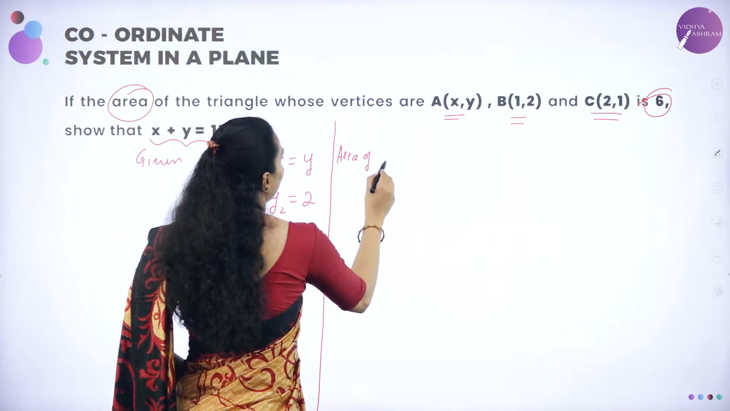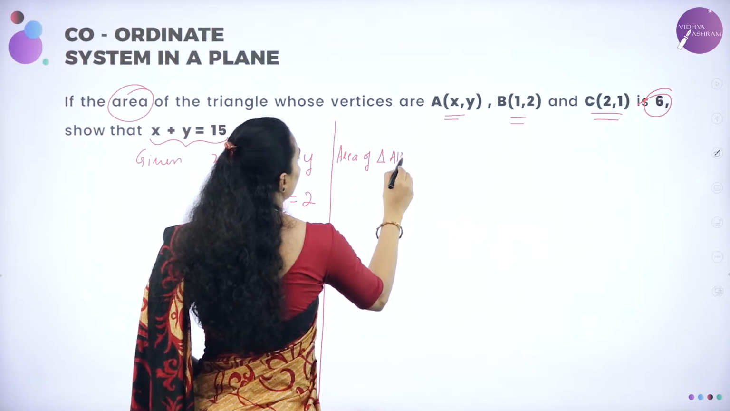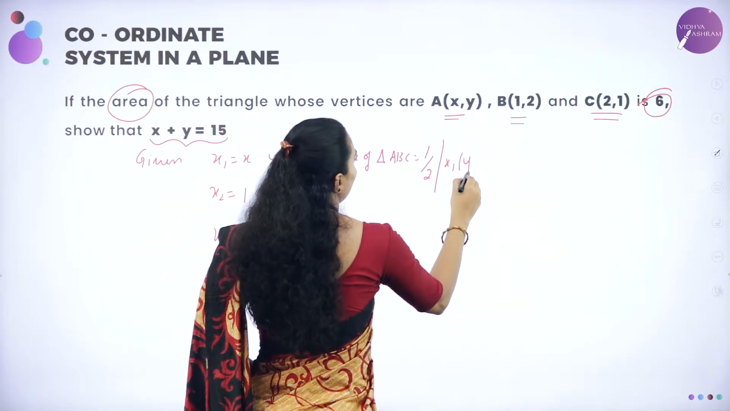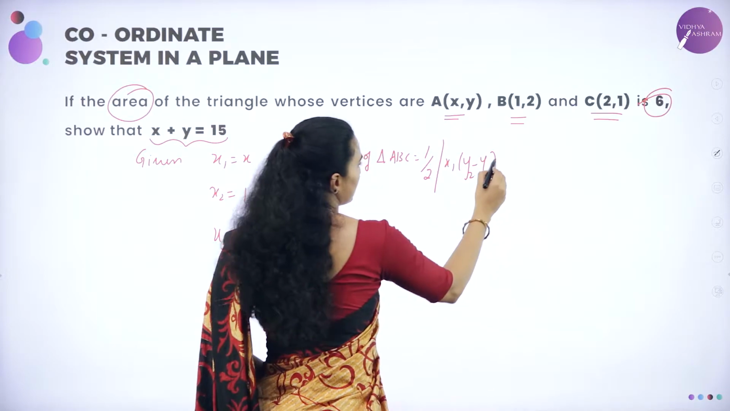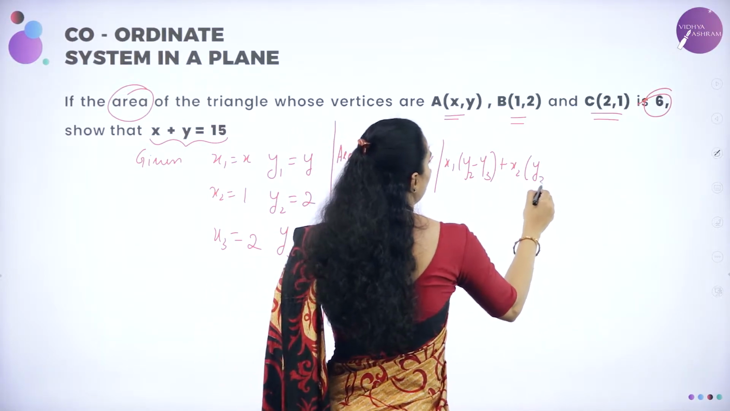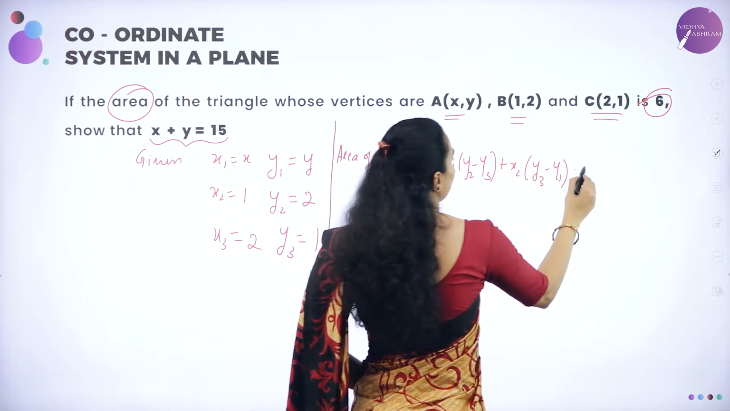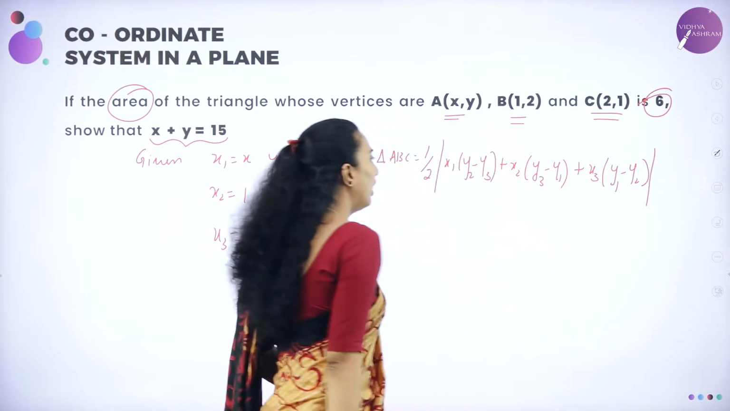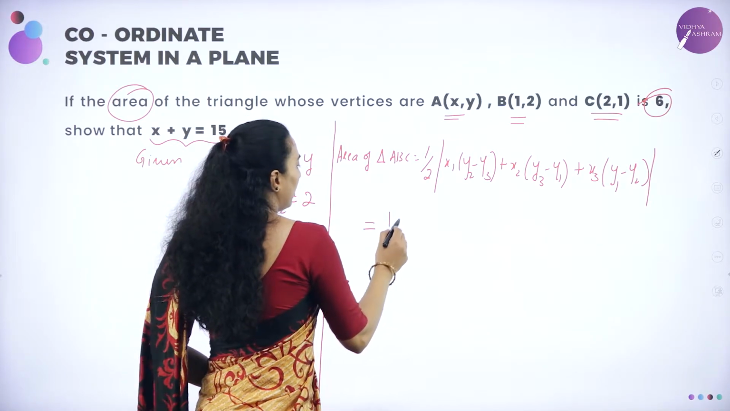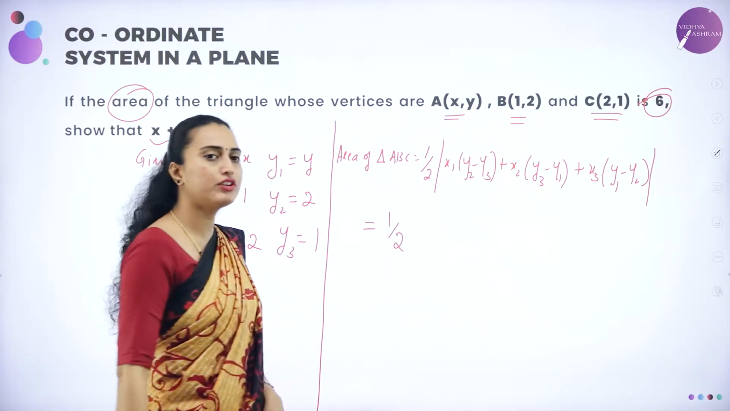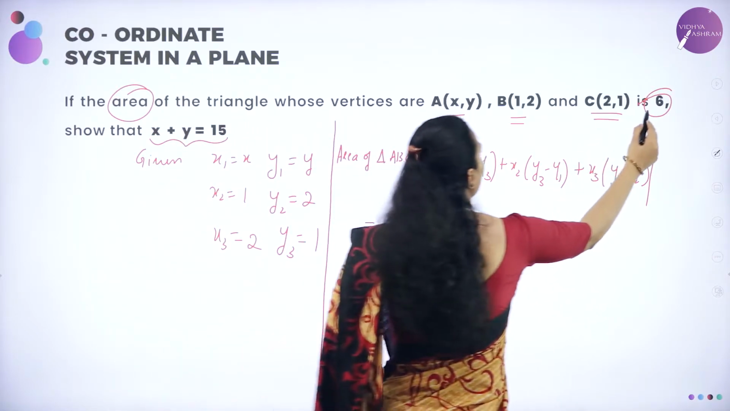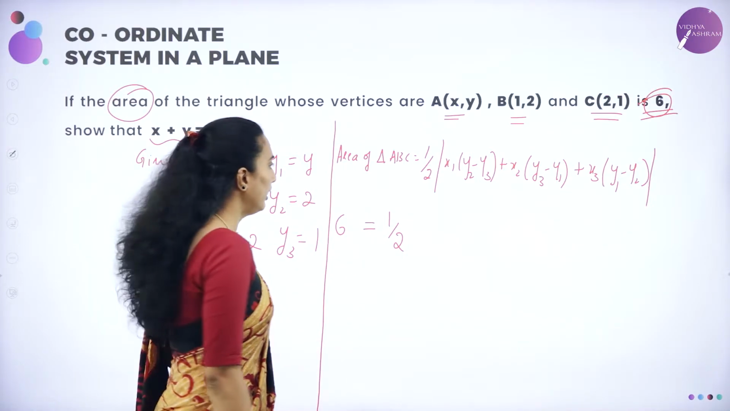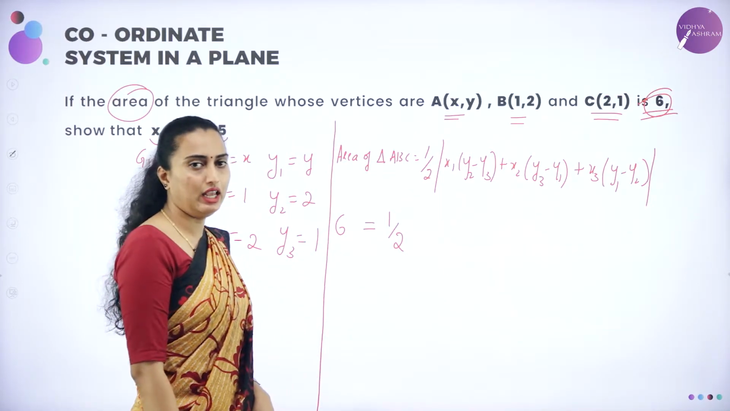Area of triangle ABC is equal to half into modulus of x1 into y2 minus y3 plus x2 into y3 minus y1 plus x3 into y1 minus y2. This is the formula. We'll substitute in the formula half into, but what is the area of triangle ABC? The area of triangle ABC is given as 6. Let me substitute that 6 here.